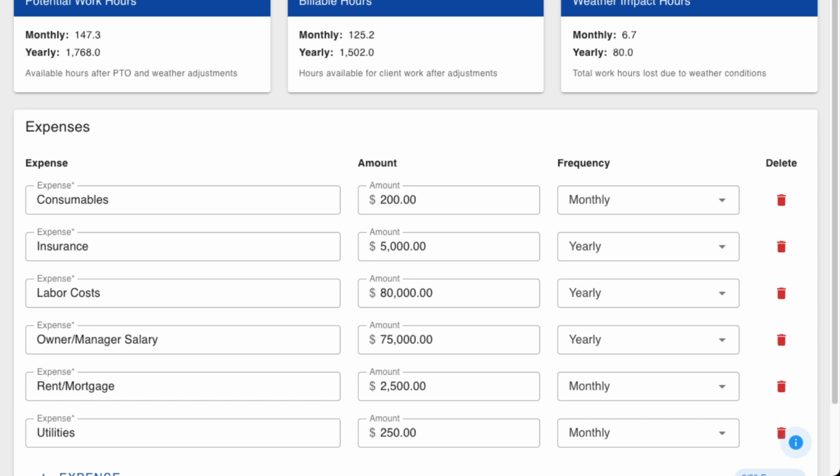Rent shows $2,500 a month. Your workspace costs money, even if it's your home garage. Utilities at $250 a month covers electric, gas, water, internet, phone service, etc. These defaults are sample values and should be adjusted for your business.